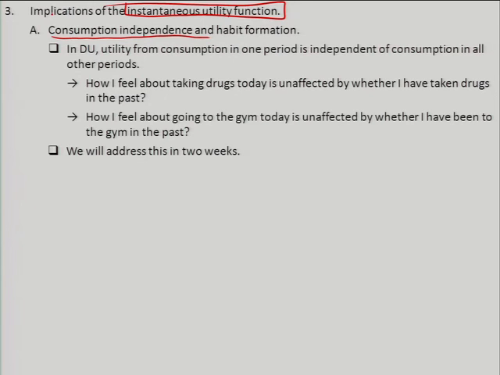So with respect to consumption independence, what this model is implicitly saying is that the utility you get from consumption in one period, let's say the present, let's say the future, is completely independent of consumption in all other periods, in particular prior periods. For example, it implicitly says how I feel about taking drugs today is completely unaffected by whether or not I've taken drugs in the past.